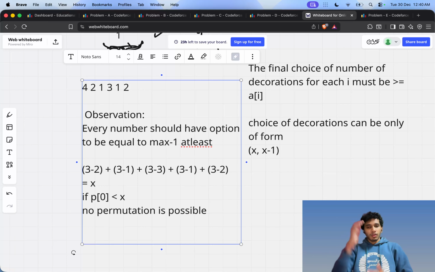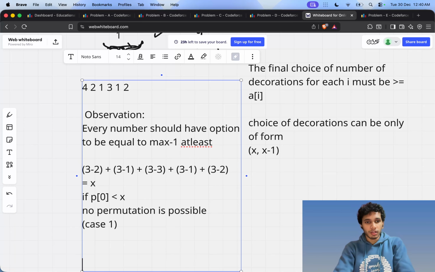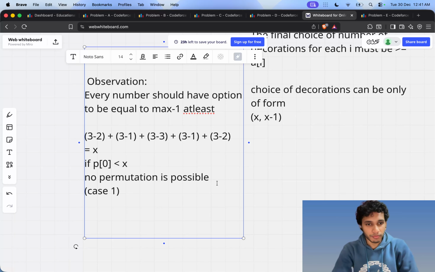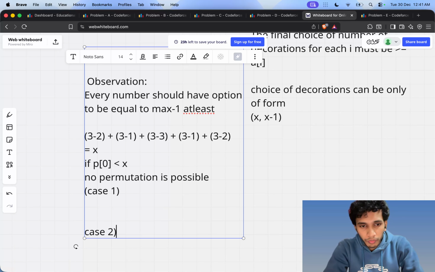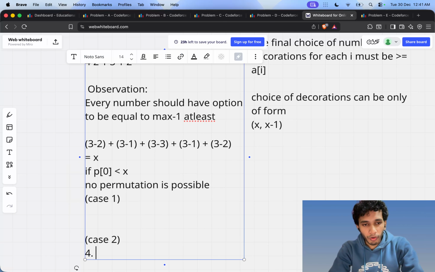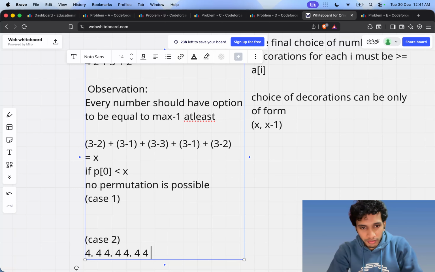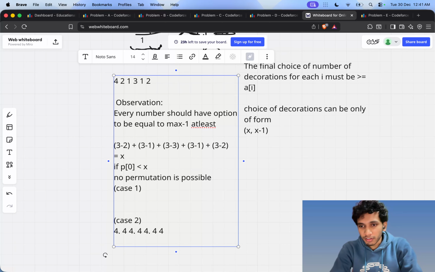Alright, now this is one of the cases for our final solution. Let's analyze another case now. Case 2. What can be another scenario? Another scenario can be that all the numbers reach up till 4. Okay, in this scenario, everyone is independent. That is, every particular permutation is possible.